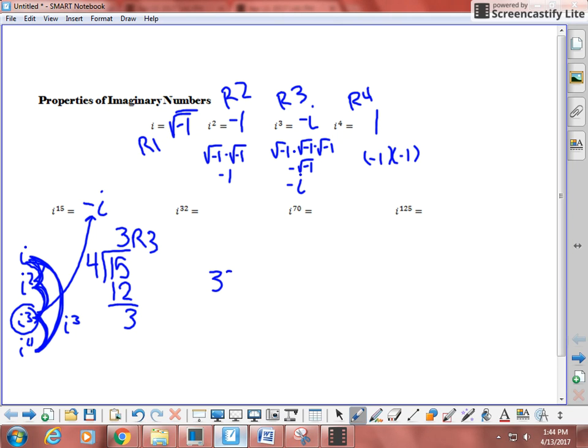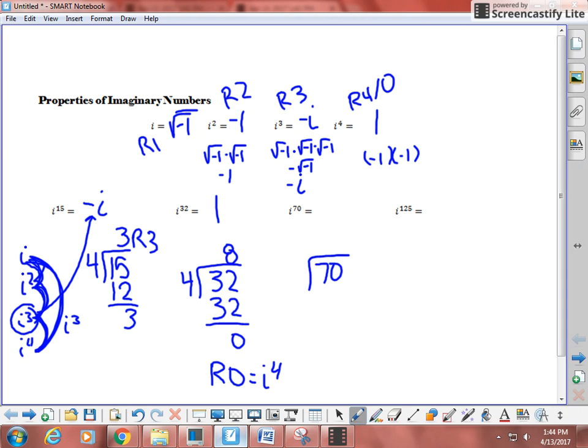So then I would take i to the 32, divide it by 4. It goes in there 8 times, 32, gives me a remainder of 0. Well, a remainder of 0 and a remainder of 4 are the same thing. So if I have a remainder of 0, it's actually i to the fourth. Well, i to the fourth is 1.